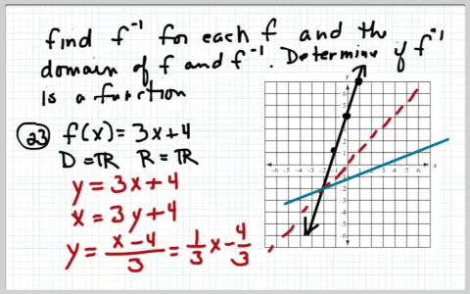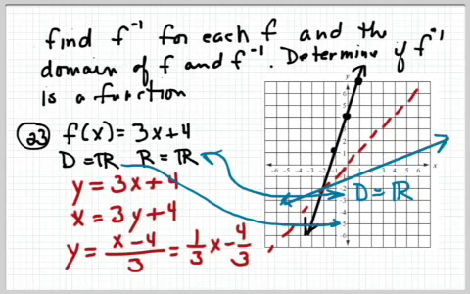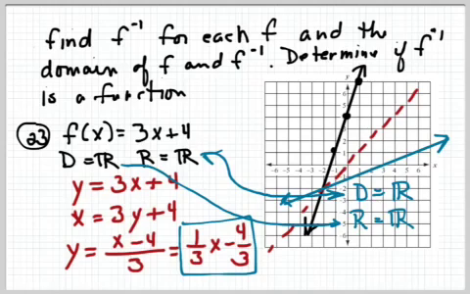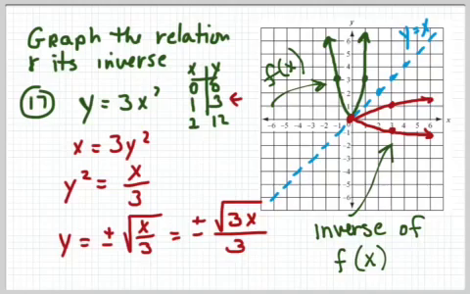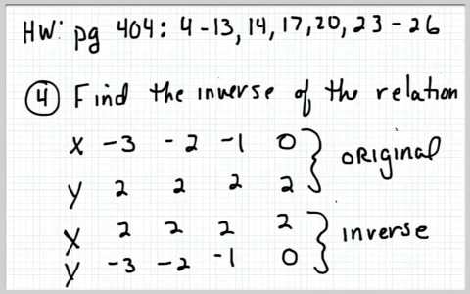Put some ends on it because it goes forever that way and forever that way. And so our domain is all real numbers. And actually, all we have to do is steal the range, because the range becomes the domain, and the domain of the original function becomes the range. Okay, so this is our inverse function. We'd use our inverse notation for that, and that was our original function there. And I think that should be enough to get you through all of the homework.